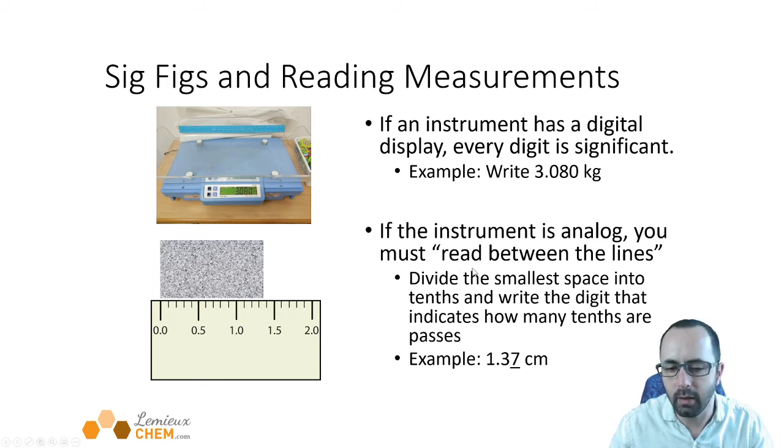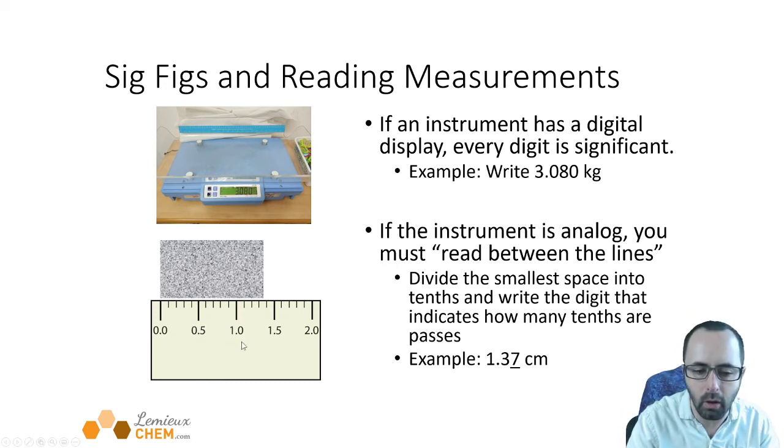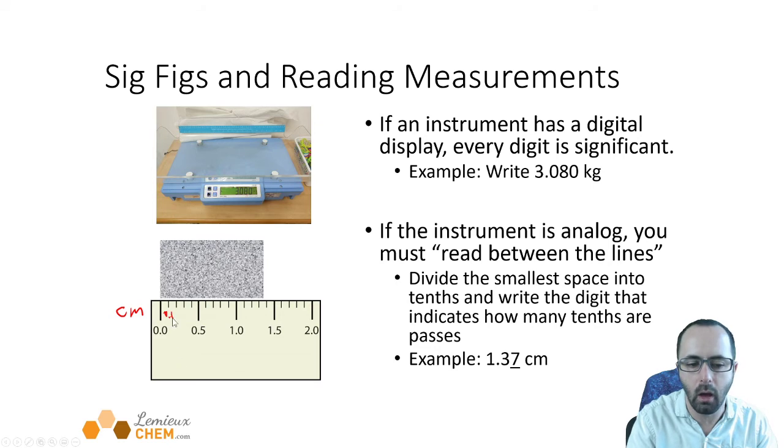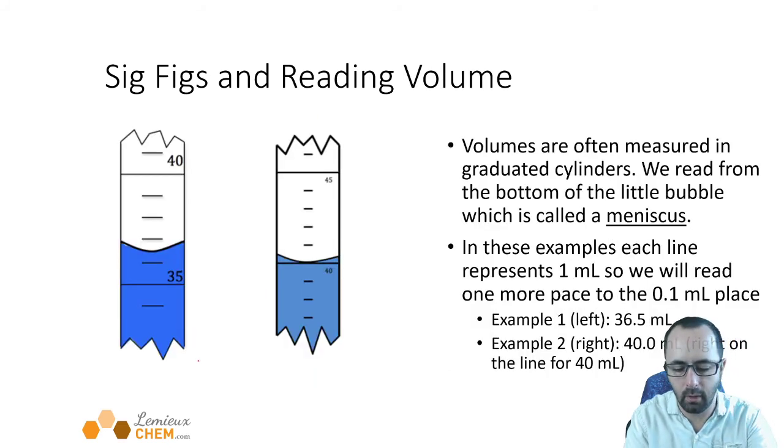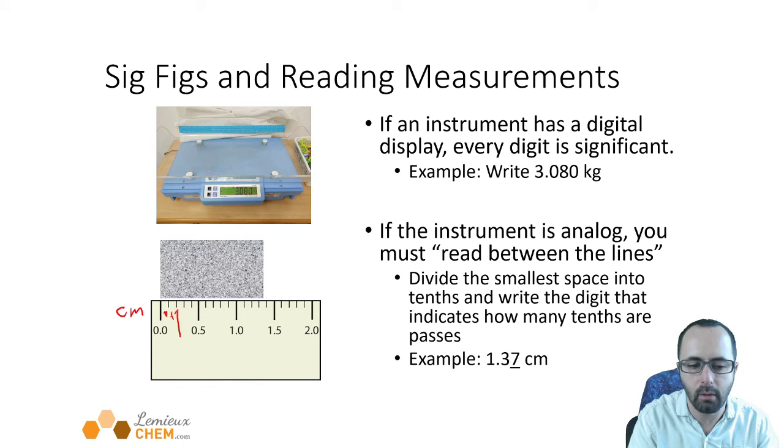If you're reading an analog instrument, you need to read between the lines. That's what I call it, reading between the lines. So here we can see that if we look at this ruler, every single tick mark represents 0.1, and these are centimeters, by the way, so it doesn't say, but these are centimeters. So this one here is 0.1 centimeters. This right here is 0.2, and this one here is 0.3, and so forth.